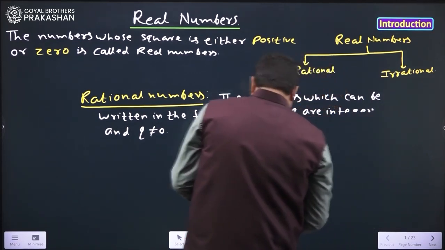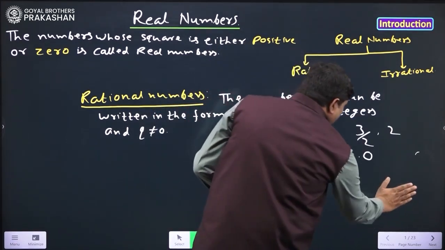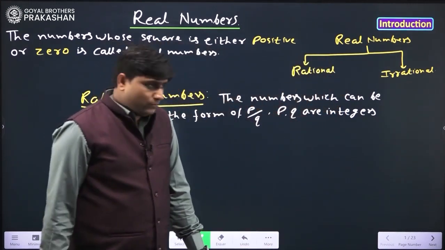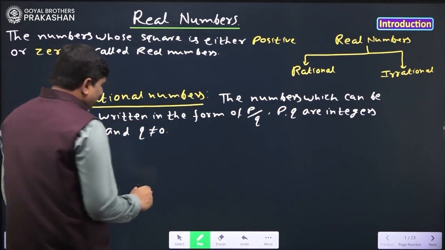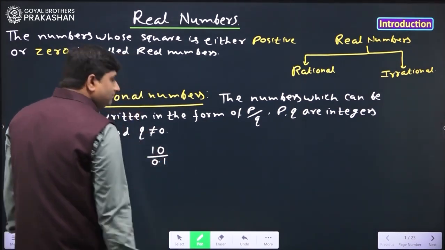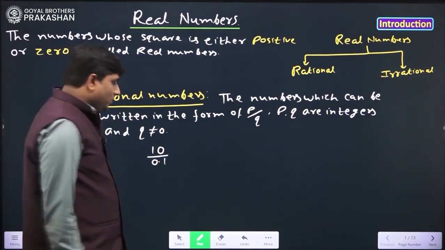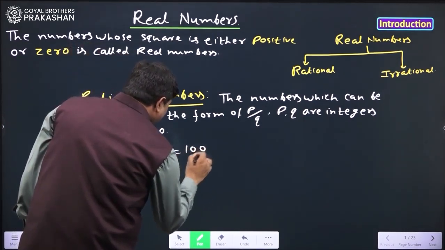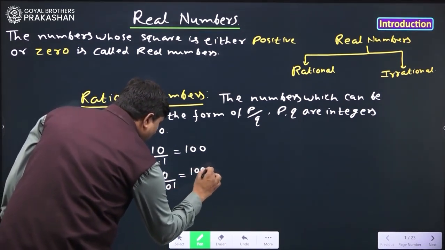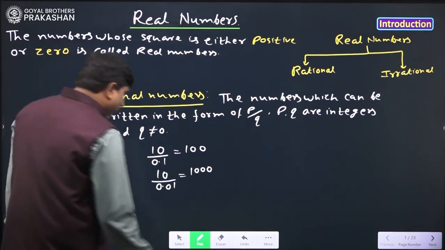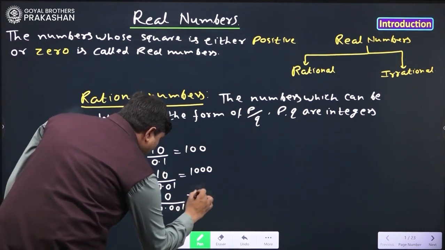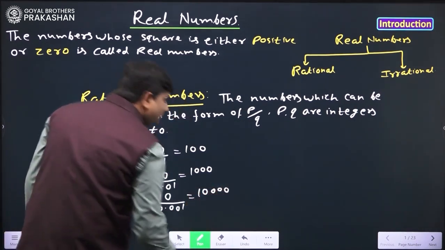So now the question is, if Q is equal to 0, then what? Why do we say Q should not be equal to 0? Listen very carefully. If I write 10 by 0.1, it will be equal to 100. If I write 10 upon 0.01, it will be equal to 1000. If I write 10 by 0.001, it will be 10,000.